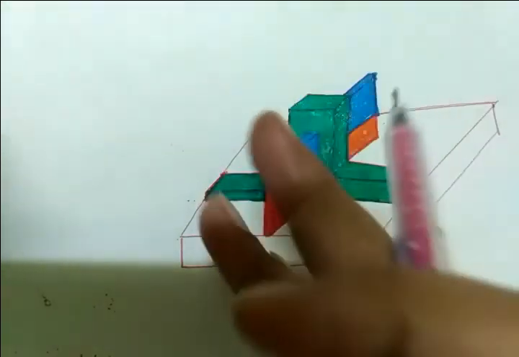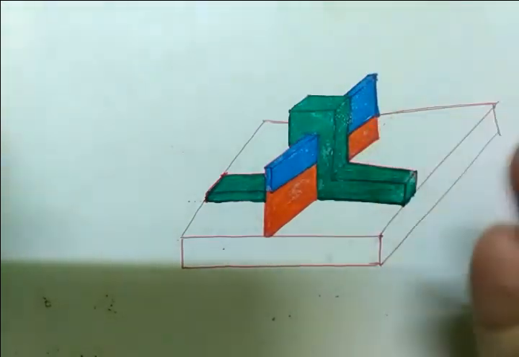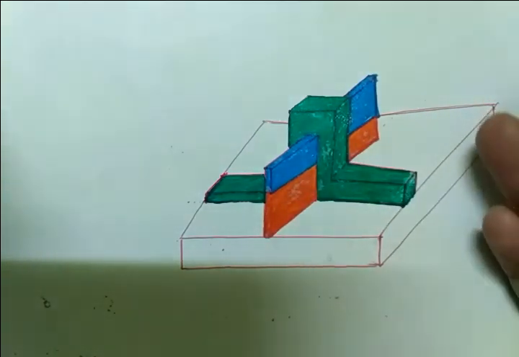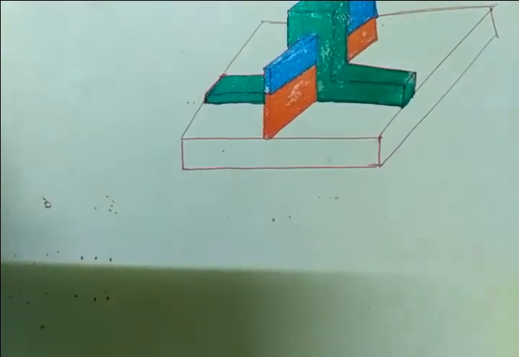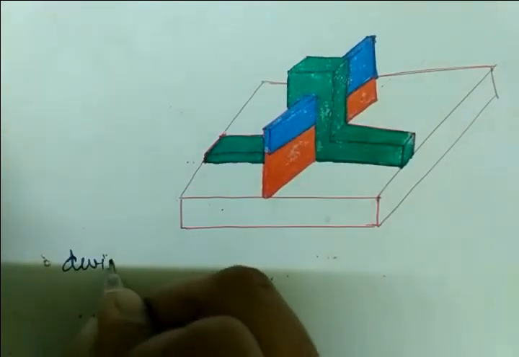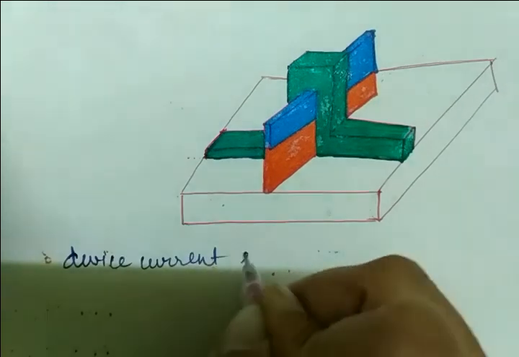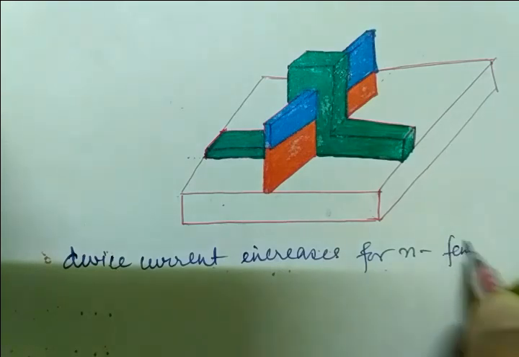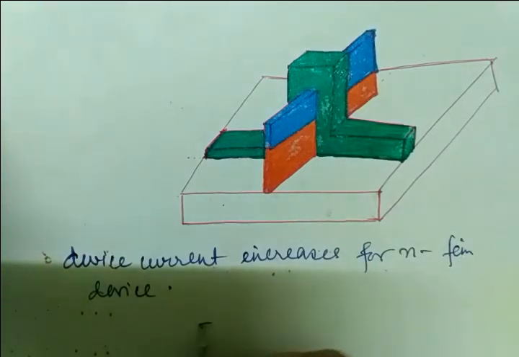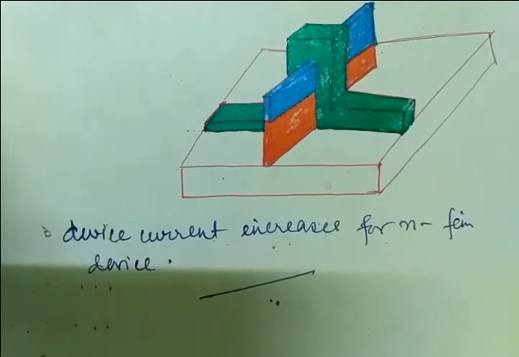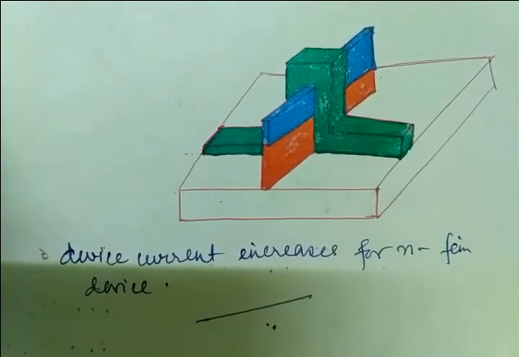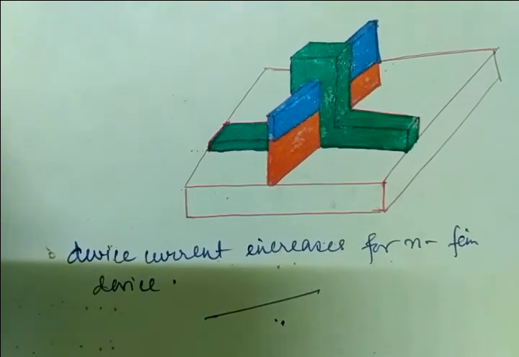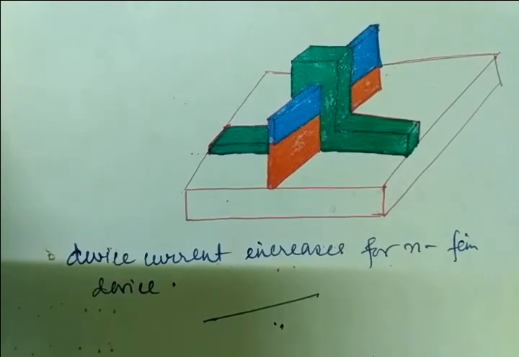Okay, so a device can have one or multiple fins. Fin means the gate, nothing else. The device current increases for n-fin devices. So this is all about FinFET. I think it will give a very clear structure and clarify many doubts if you go through this video lecture very carefully.